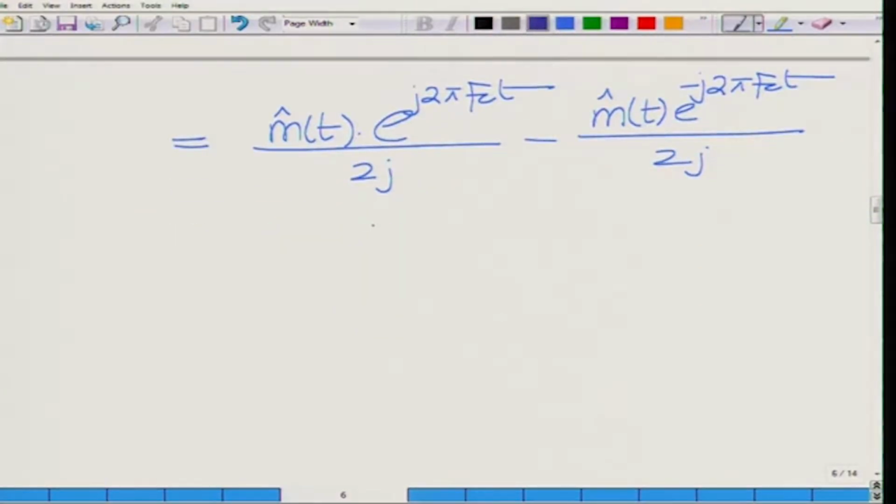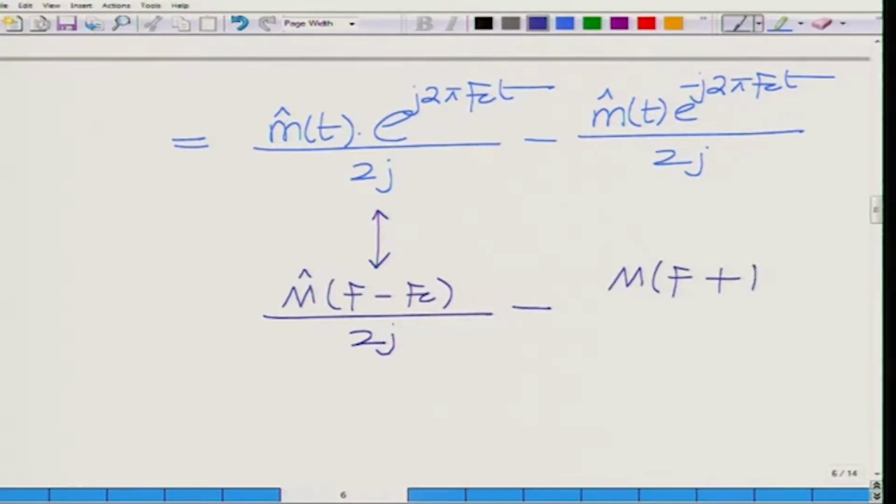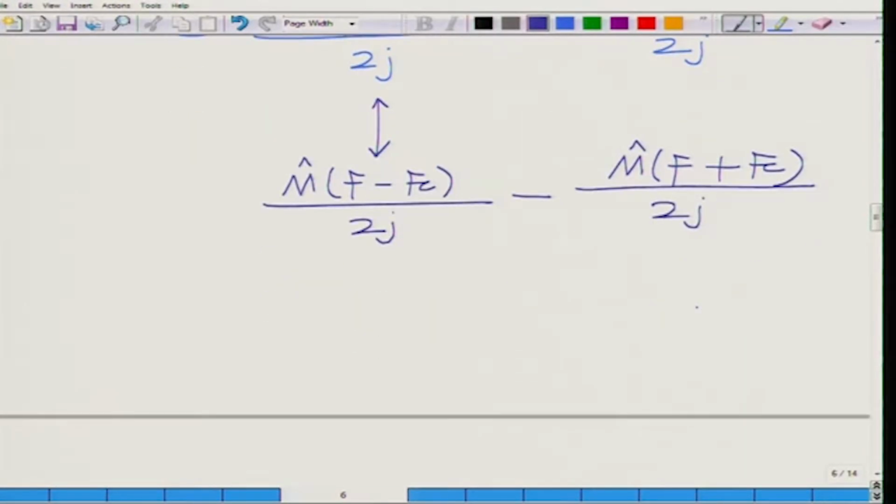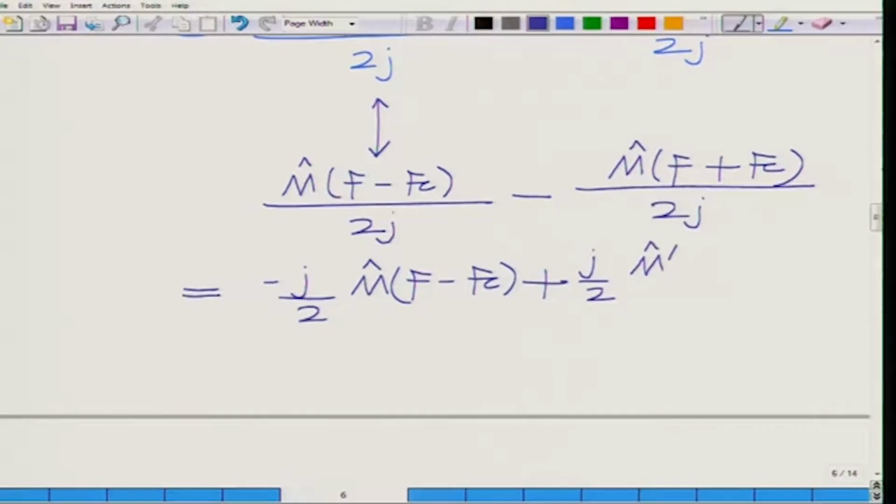And now, if I take the spectrum of this, m hat of t multiplied by e to the power of j 2 pi f c t, using the modulation property, that is m hat of f minus f c divided by 2j, minus multiplying by e to the power of minus j 2 pi f c t, that is the modulation property shifting to minus f c, m hat of f plus f c divided by 2j, which is basically nothing but minus j over 2 m hat f minus f c plus j over 2 m hat f plus f c.